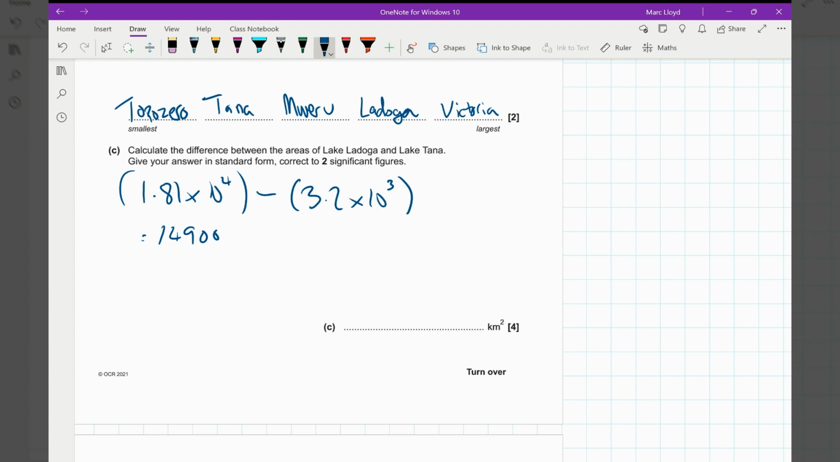Give your answer in standard form. So 1 point, and it wants it to 2 significant figures. So 1.5 times by 10 to the power of 1, 2, 3, 4. And that's our answer.